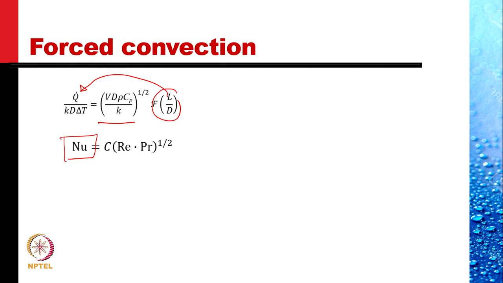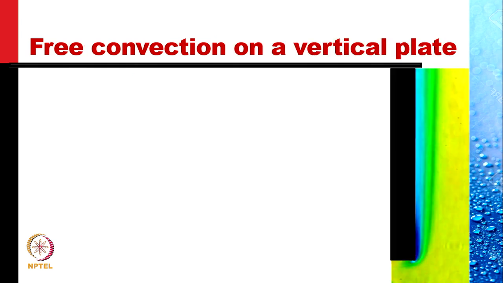And this is the standard correlation that is used in convection. Let's do another example of a free convection on a vertical plate.